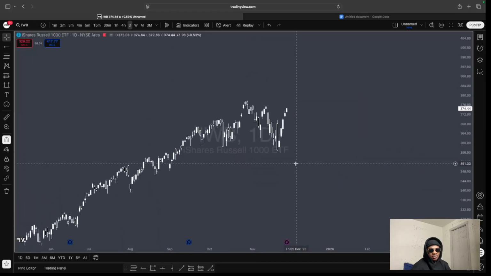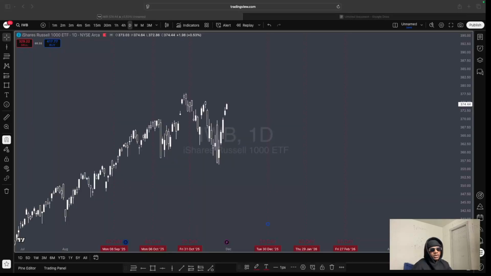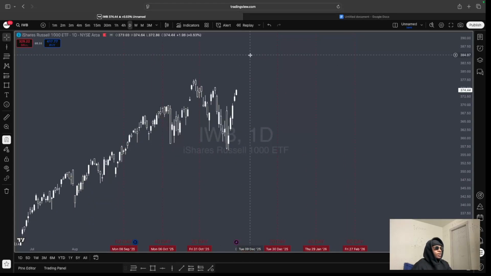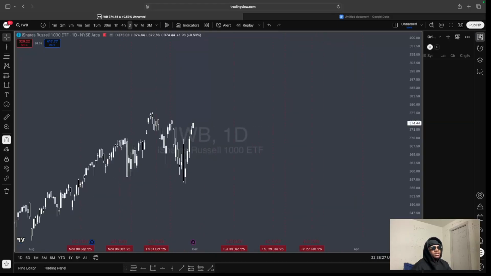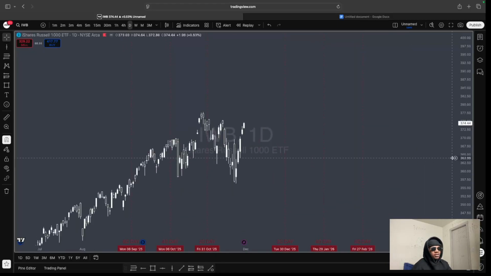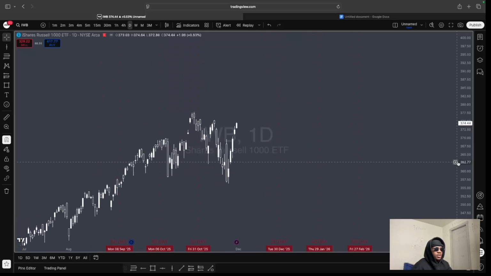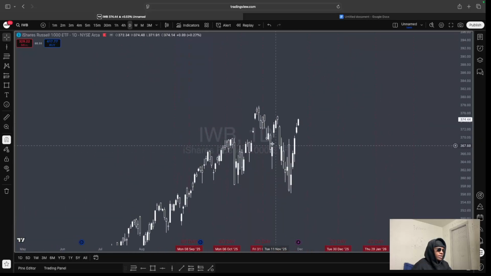The IWB Russell 1000. All right. I got to look forward and look back for the Russell 1000. And what stocks? I only got two stocks under. Okay. We good. We good. We good. Russell 1000.